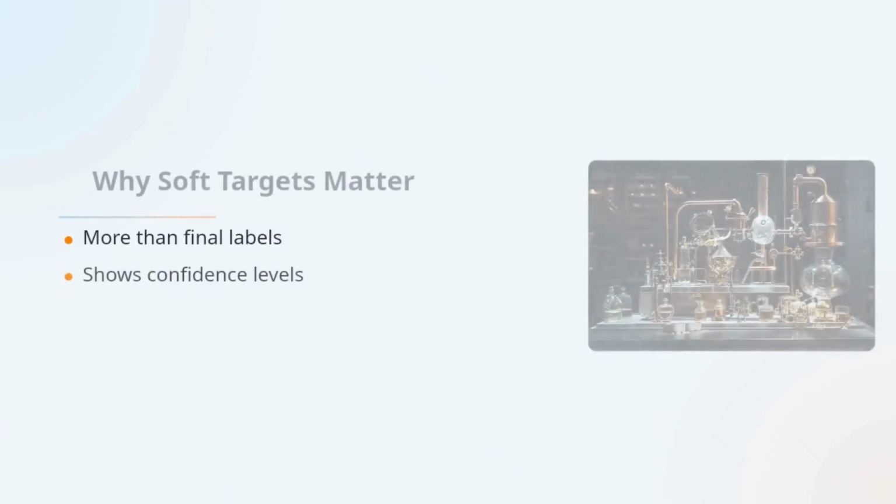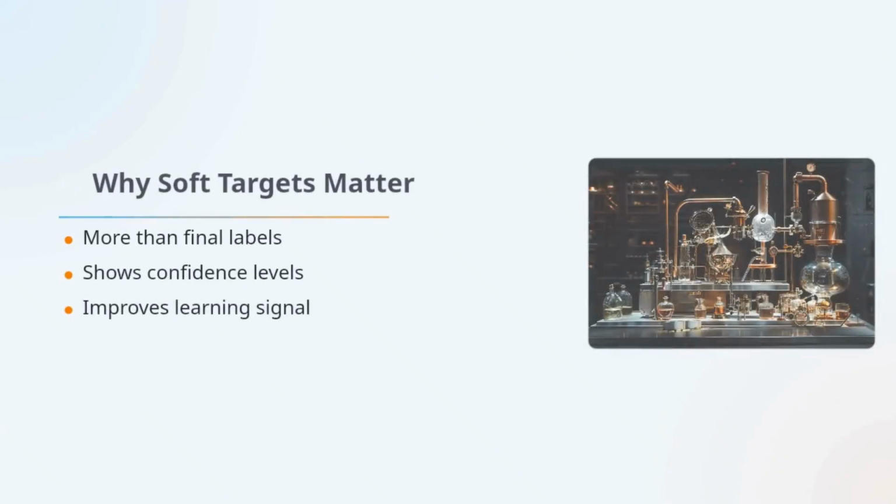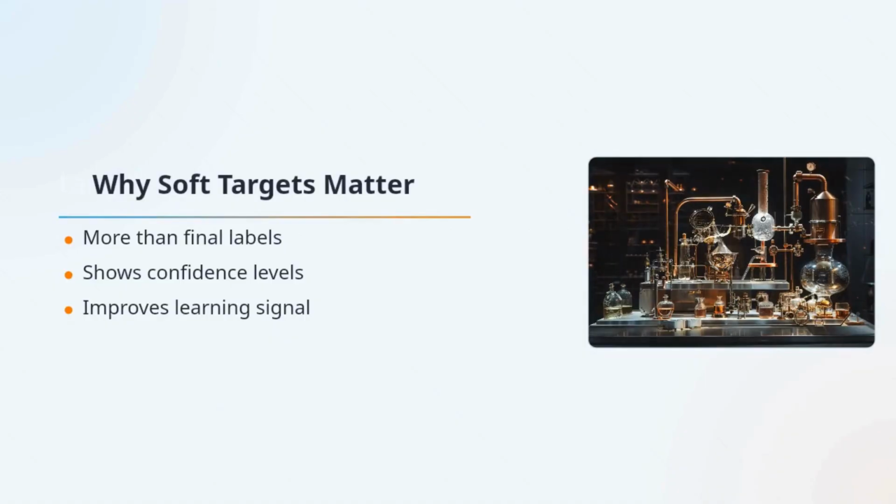A key idea in distillation is the use of soft targets. These come from the teacher model's output probabilities or logits. Unlike hard labels, which only say what the final answer is, soft targets reveal how confident the teacher is across different classes. That extra information helps the student learn patterns more effectively.